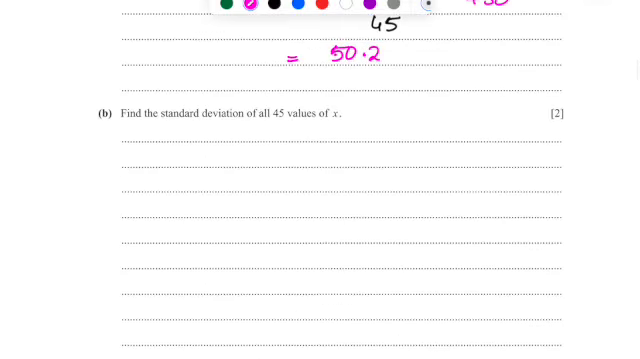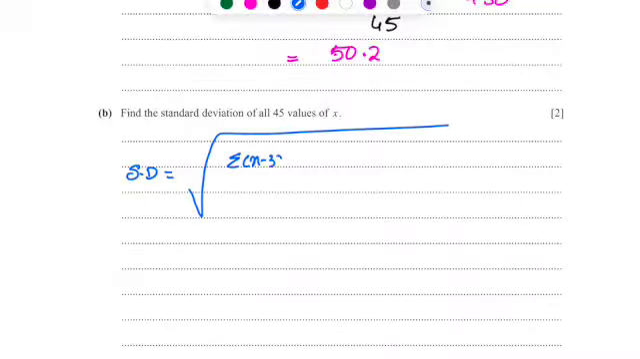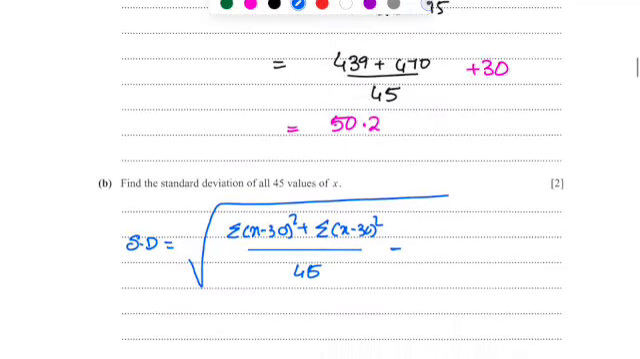Find the standard deviation. In coding, the standard deviation does not change. So the standard deviation is going to use the same formula. Sigma (x minus 30) whole square for the first 25 values, and for the next 20 values also we are going to add them up, but this time I'm going to divide by 45 minus the coded mean.